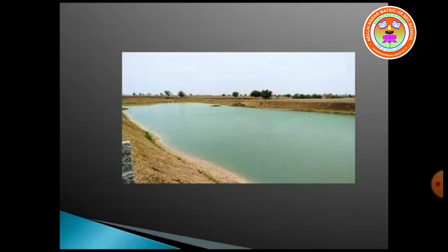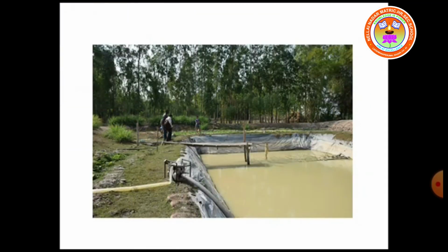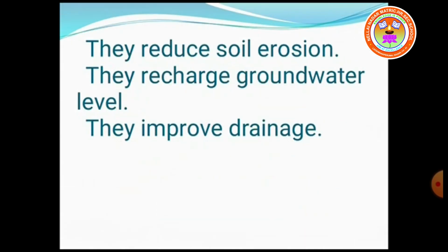Farm ponds reduce soil erosion. They also help to recharge the groundwater level. Due to the increase in groundwater level, a huge amount of water can be stored in the groundwater table, through which we can use the water from boreholes for various needs. Another advantage of the farm pond is improving the drainage system.